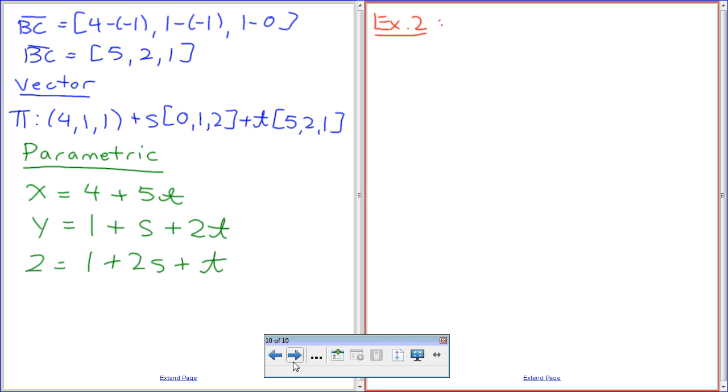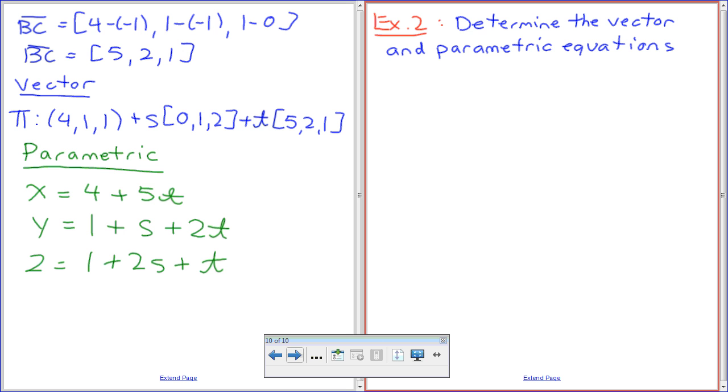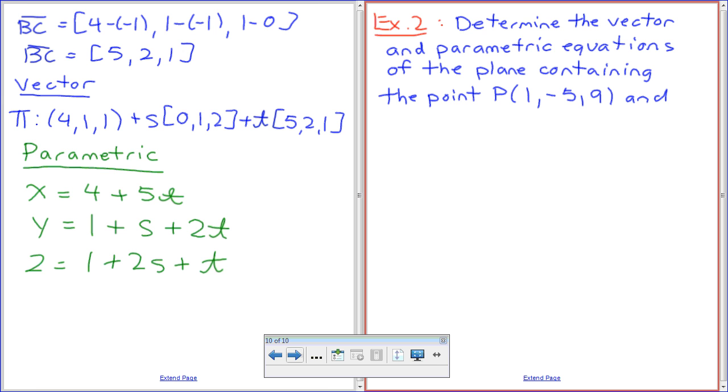What can I do? Example 2. Determine the vector and parametric equations of the plane containing the point E(1, -5, 9) and my line L, which is r equals (1, 1, 1) plus s(-1, 1, 0). Oops, -1, 1, 0.